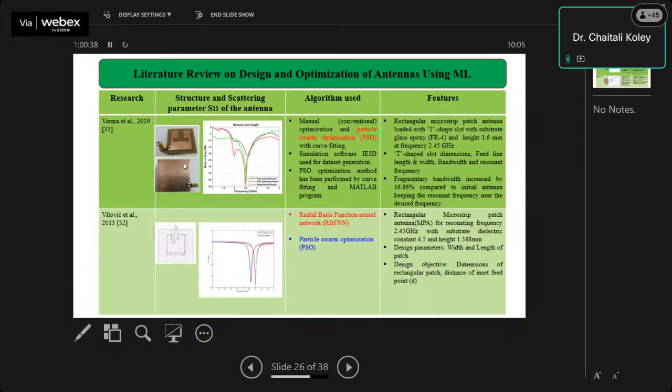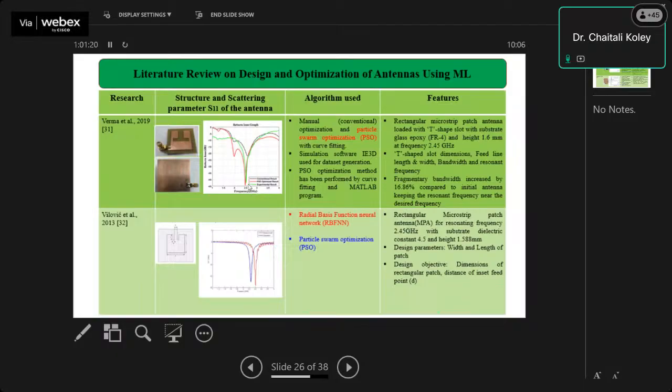Here they obtained an experimental impedance bandwidth, using the PSO optimized antenna, of around 42.59% in the frequency range of 2.07 to 3.19 gigahertz, with a return loss of 39.198 dB. In this figure they have drawn the experimental result.